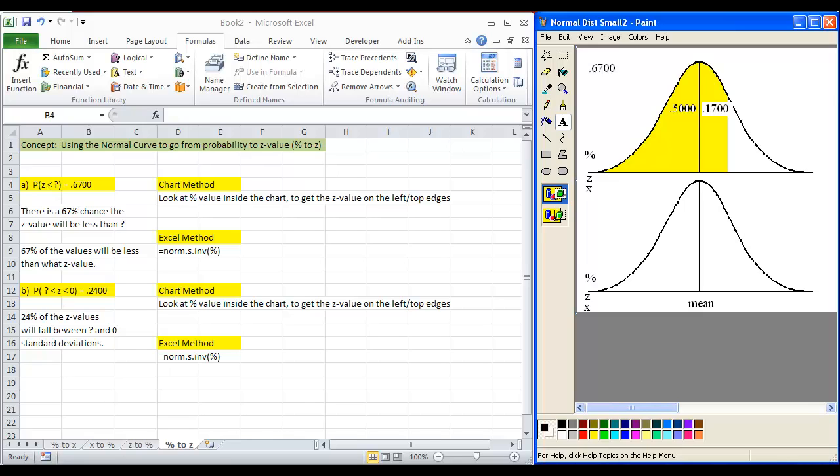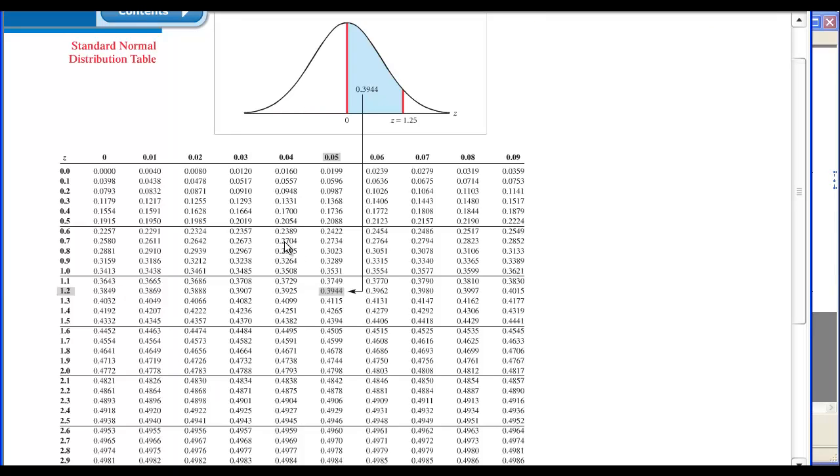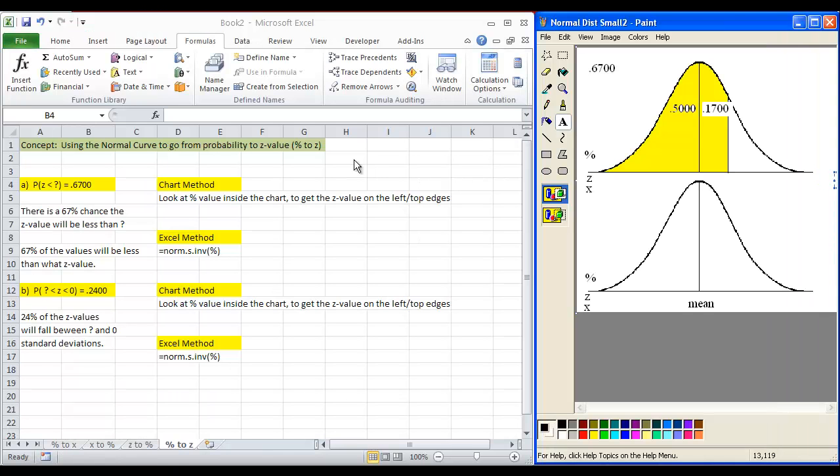It depends on what z-chart you're using, but in our z-chart, the z area that we're looking for always goes between 0 and a number. So we're going between our z value of 0 and here. So we're going to look up 0.1700. So you're going to look at the inside of the chart. This is where our probabilities are found, to find the z value on the outside. So 0.1700, here it is exactly, is 0.44. So z is 0.44. So in this example, let's put that in there at the very bottom. We found out that z was 0.44.